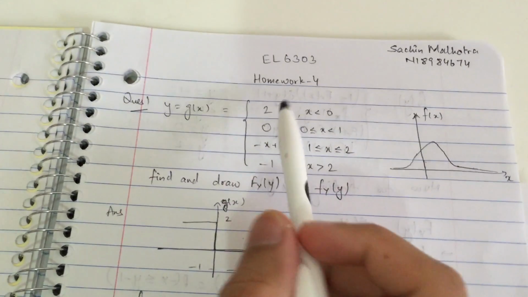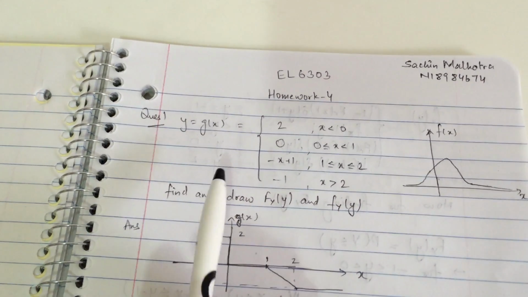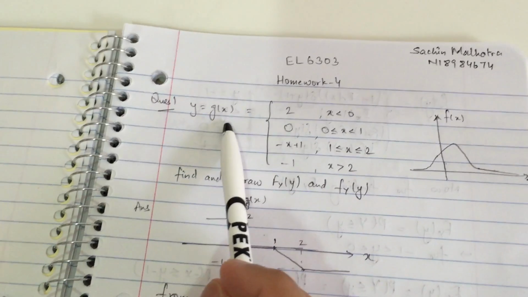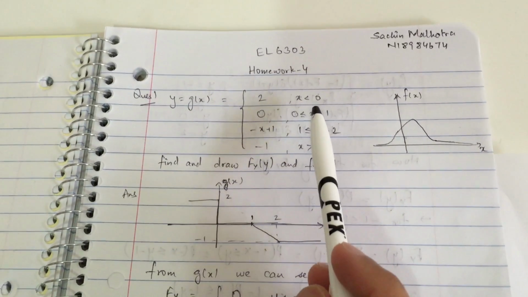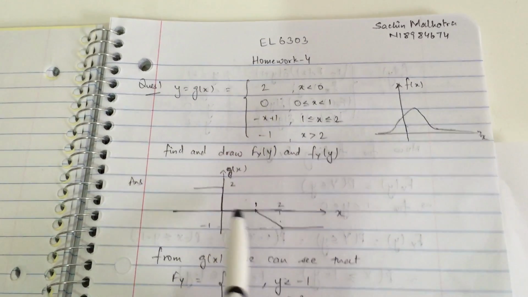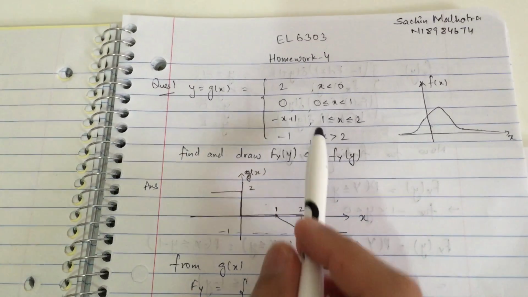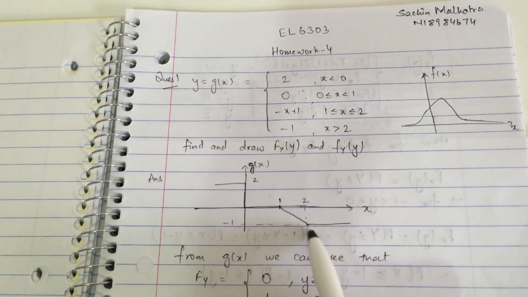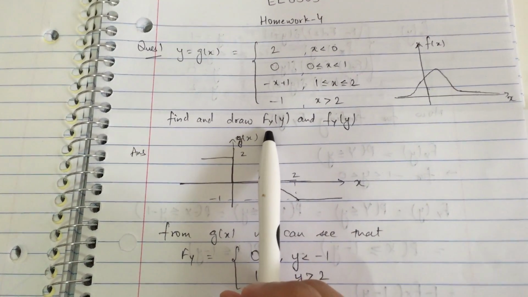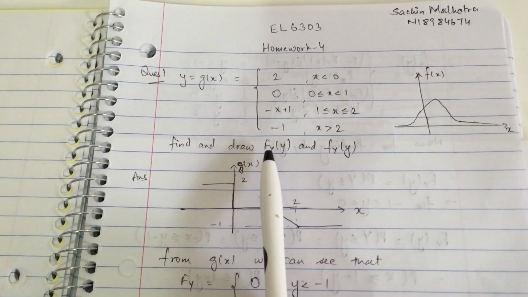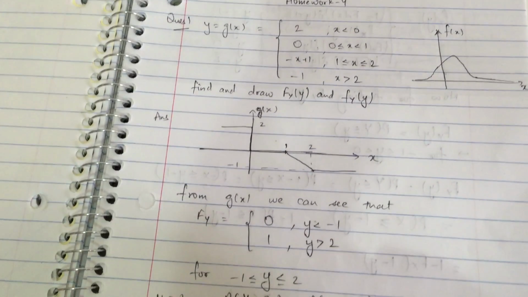Today I am going to be solving problem 1 for homework 4 for EL6303. In the problem we are given y is equal to g(x), where g(x) is 2 for x less than 0, 0 for x between 0 and 1, minus x plus 1 between 1 and 2, and minus 1 for x greater than 2. So we have to find the probability distribution function of y and the probability density function of y. So let's solve it.